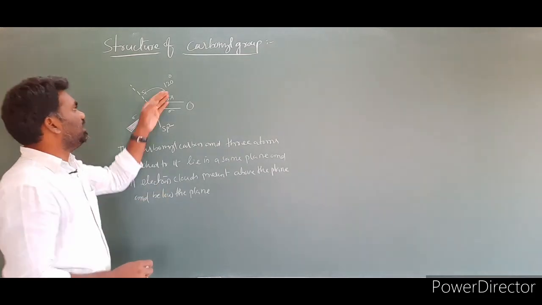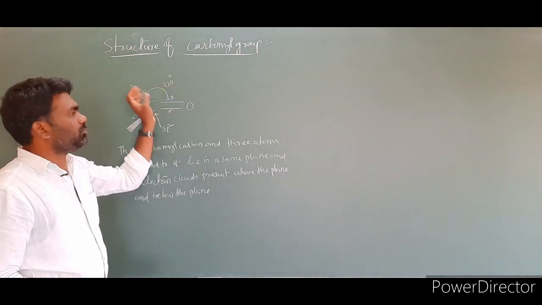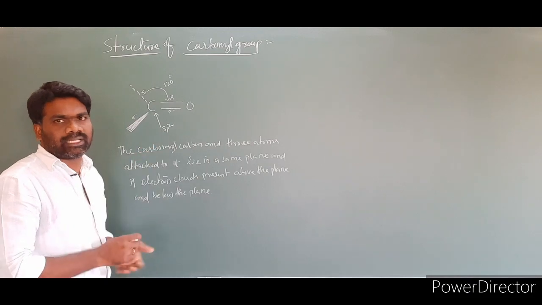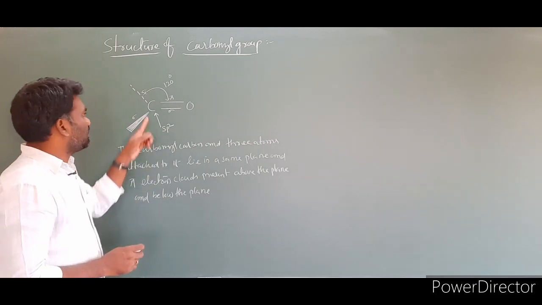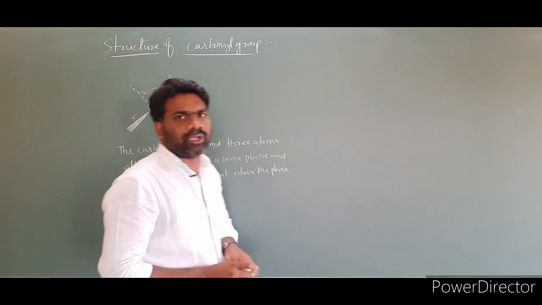So the bond angle is expected to be 120 degrees, and the molecule has a trigonal coplanar structure, simply a trigonal planar structure, and the carbon is undergoing sp2 hybridization.